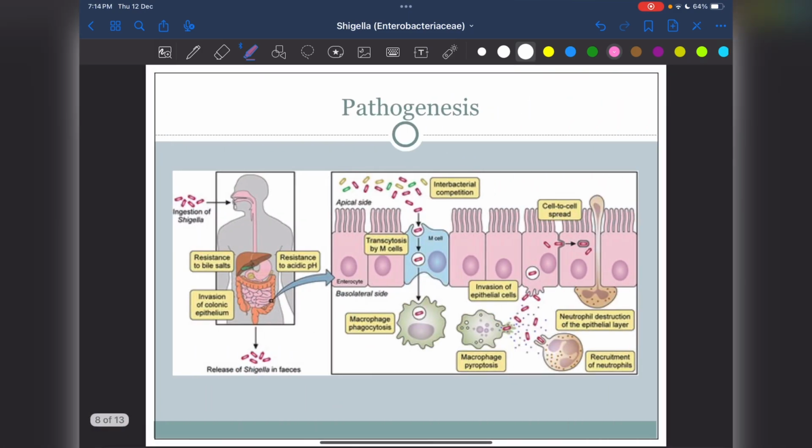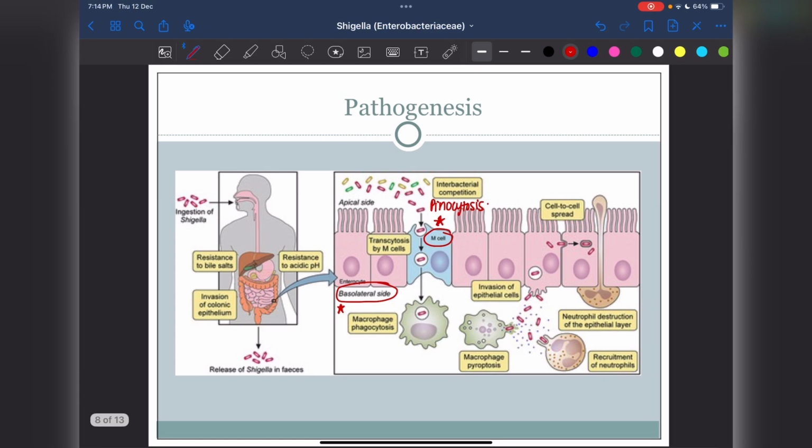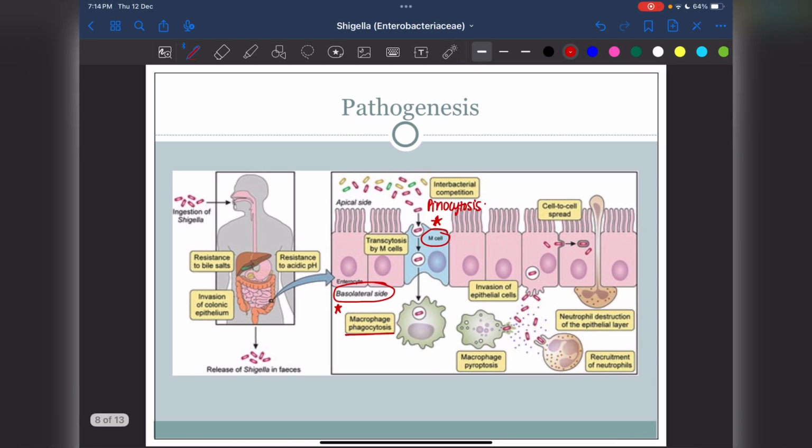Next, moving to how pathogenesis occurs. There is ingestion of Shigella. They are resistant to bile salts and resistant to acidic pH, so they enter the M cells. Please remember these. They infect the M cells. There is transcytosis by M cells, there is pinocytosis, and ultimately they move to the basolateral membrane. At the basolateral membrane, they are phagocytosed by macrophages. Shigella is phagocytosed by macrophages.